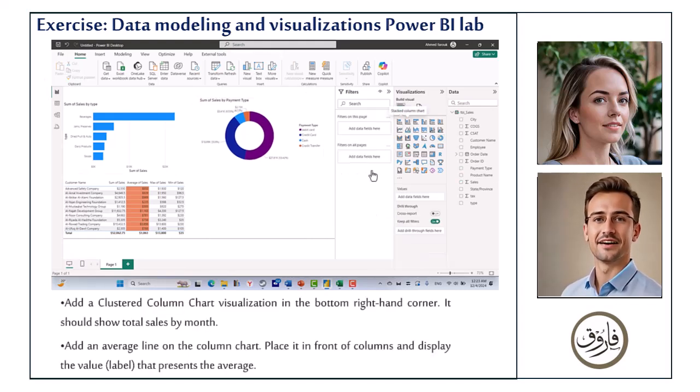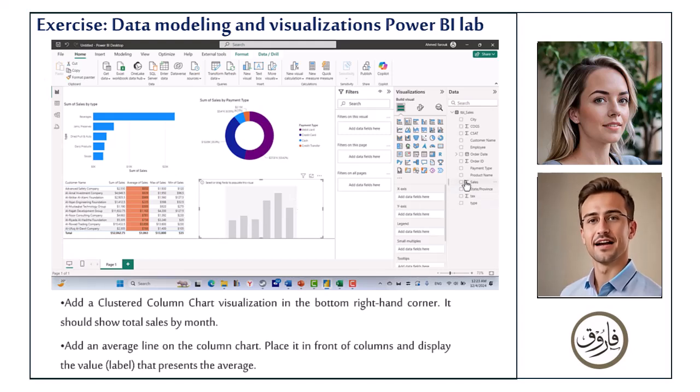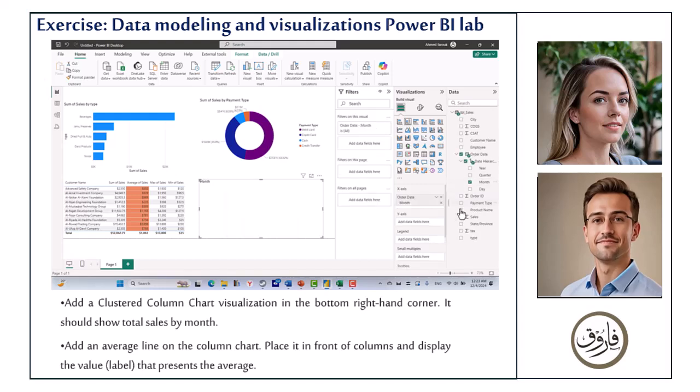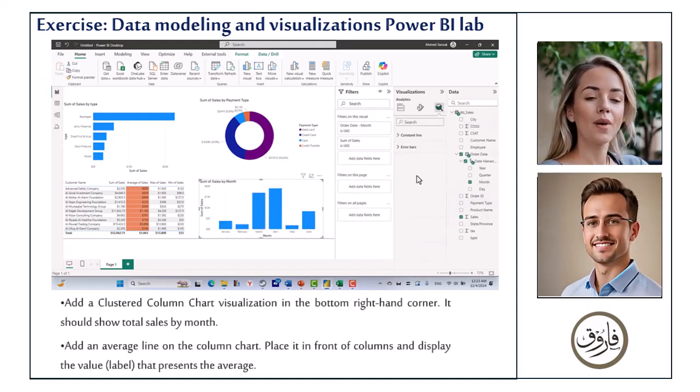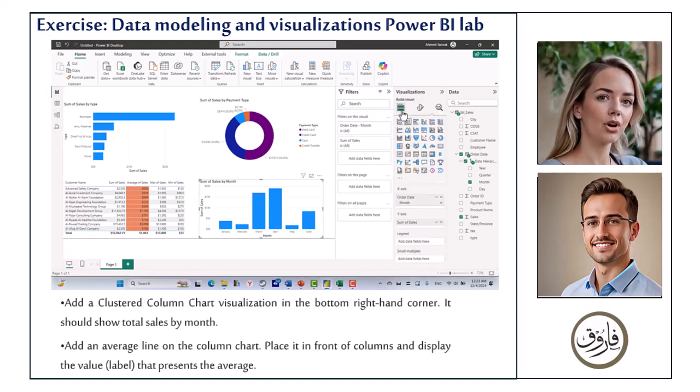Click in a blank area, add a column chart, expand the date column to access the date hierarchy, and select month. Then add the sales field. What about the average line? Why can't we add an average line to this chart?